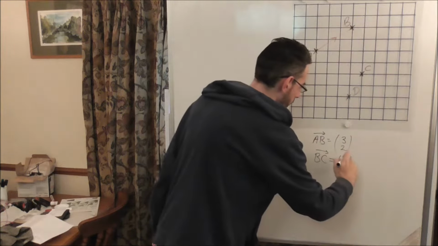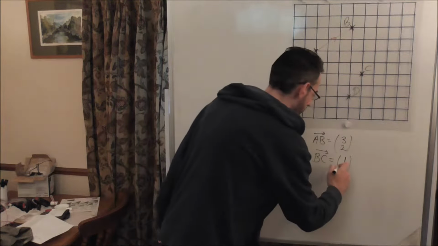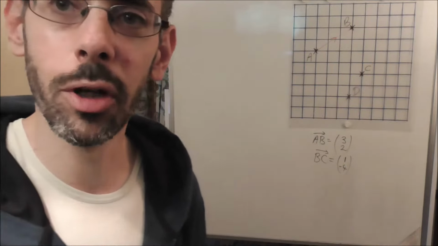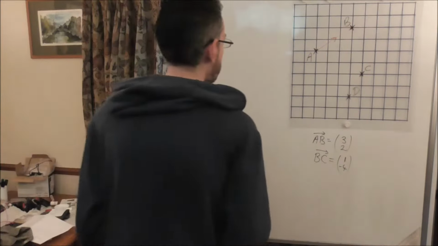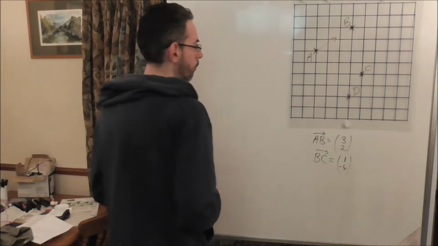So the across number first, so it's right 1, and then down 4, we use a negative number for that. We write that as minus 4. So left or down is negative, right or up is positive. So that's vector B to C. This is the column vector, it's just (1, -4).